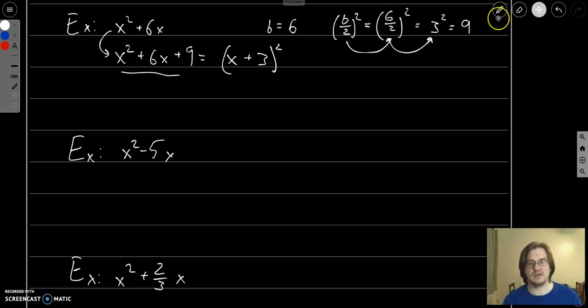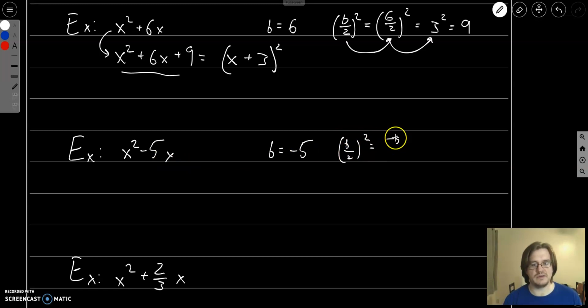Let's do some more. So here we've got x squared minus 5x. Okay, so if we want to complete the square, we identify what b is. b is now negative 5, since this is the coefficient of x. And if we take b divided by 2 quantity squared, we'll have negative 5 divided by 2 quantity squared. This doesn't simplify, so I'm just going to square everything. So when we square a fraction, we can just square the top. So negative 5 squared is 25. Notice it's a plus 25. And 2 squared is 4. So this is my b over 2 squared.